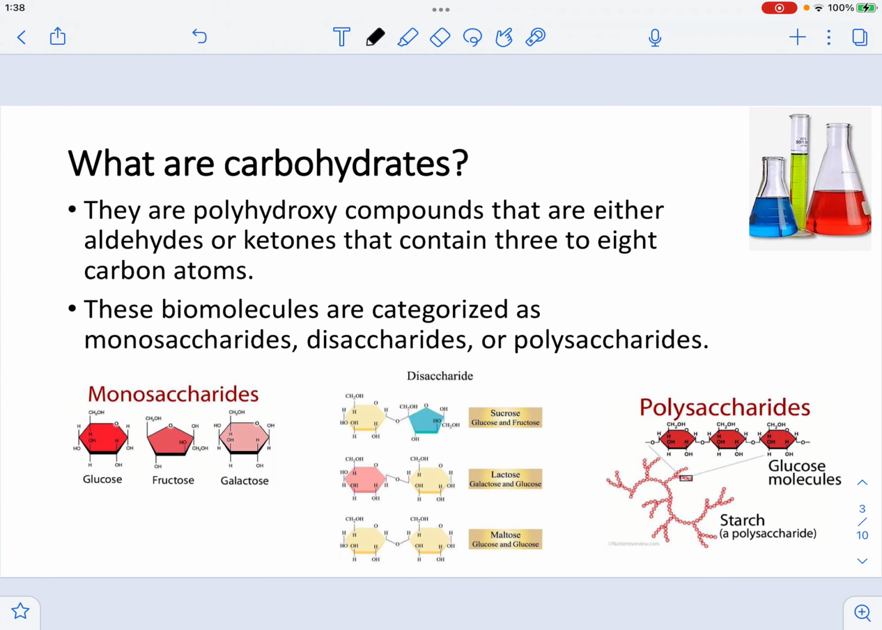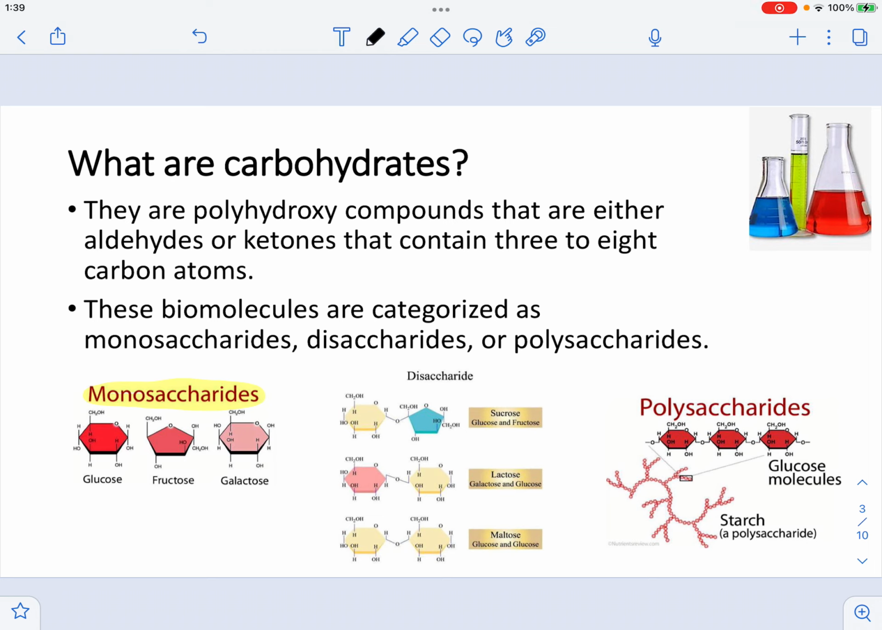First, let's discuss what carbohydrates are. Carbohydrates are polyhydroxy compounds that either have an aldehyde or a ketone and contain 3 to 8 carbon atoms. These biomolecules can be further categorized depending on the amount of sugar units that they have. In the case of a monosaccharide, which I'm highlighting in yellow, examples include glucose, fructose, and galactose. And these are some of the most common monosaccharides.